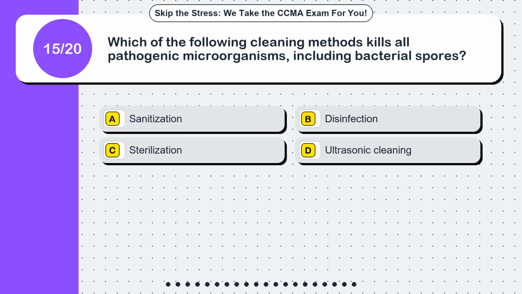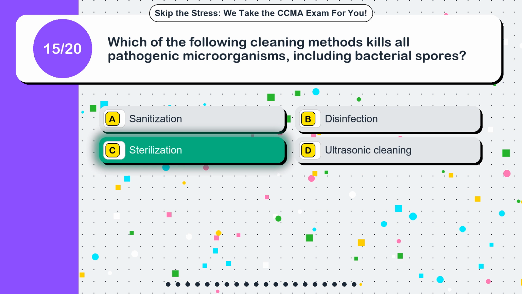Question 15. Which of the following cleaning methods kills all pathogenic microorganisms, including bacterial spores? Option A, sanitization. Option B, disinfection. Option C, sterilization. Option D, ultrasonic cleaning. The correct answer is option C. Sterilization.